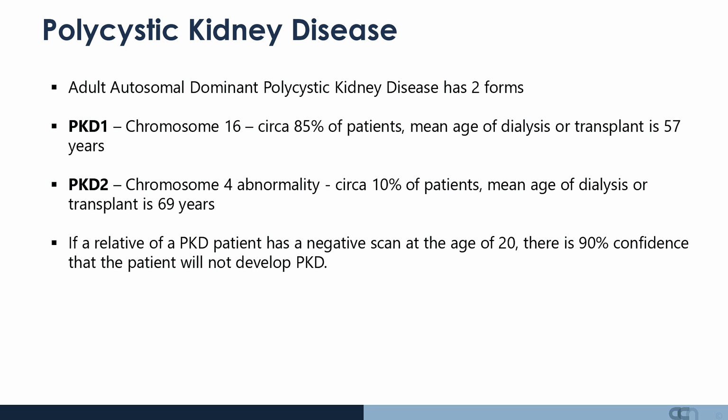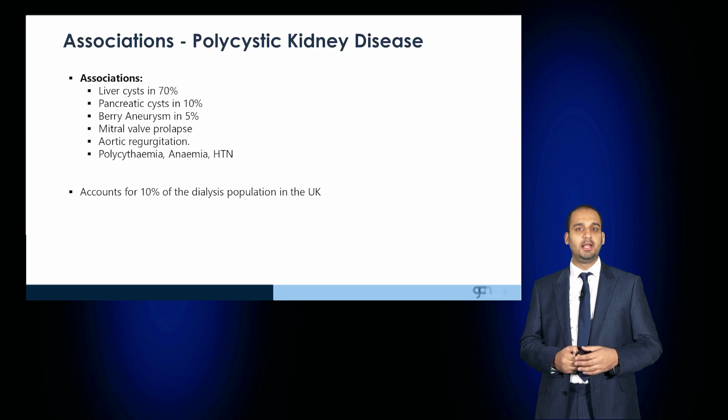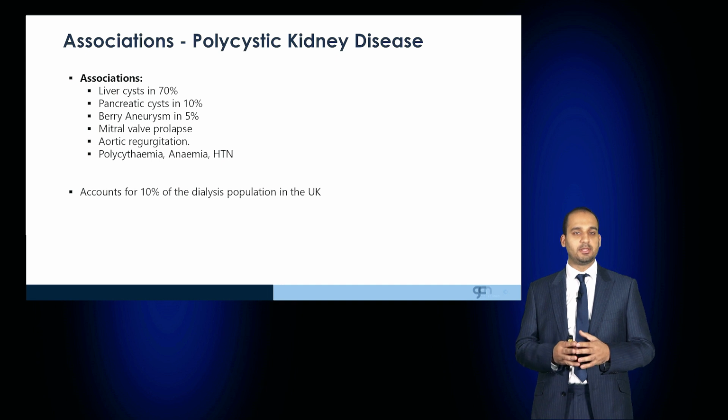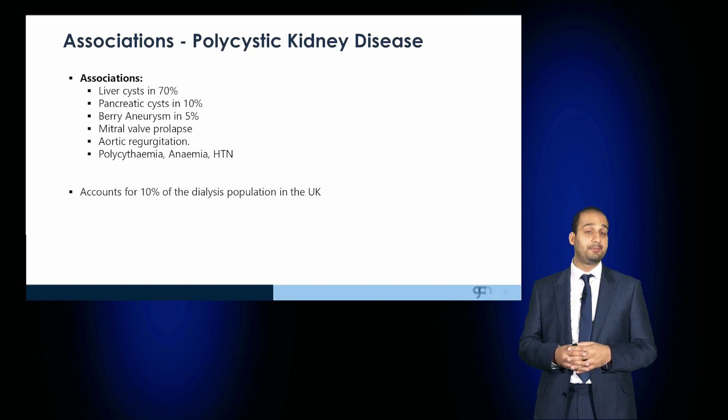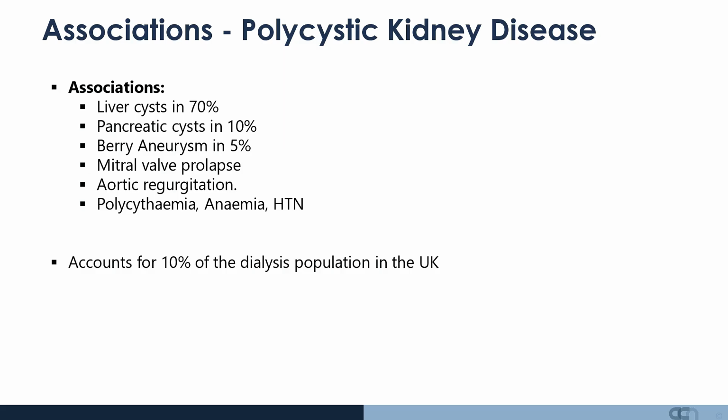If a relative of a patient with polycystic kidney disease has a negative scan at the age of 20, there's a 90% confidence that the patient will not develop polycystic kidney disease. Polycystic kidney disease is associated with other cystic and aneurysmal conditions, in particular liver cysts, pancreatic cysts, berry aneurysms in the cerebral circulation, mitral valve prolapse and aortic regurgitation, as well as polycythemia, anemia, and hypertension, and accounts for 10% of dialysis patients in the UK.